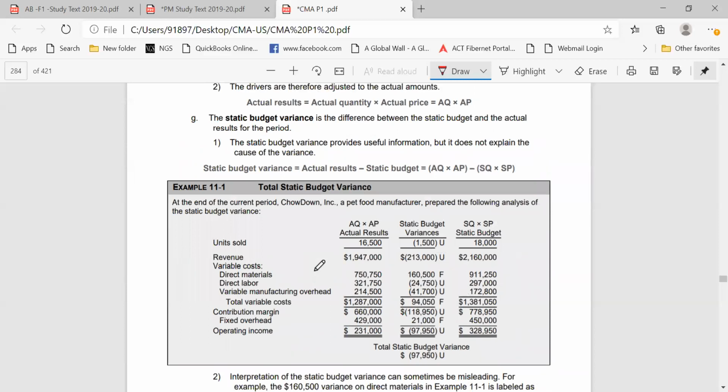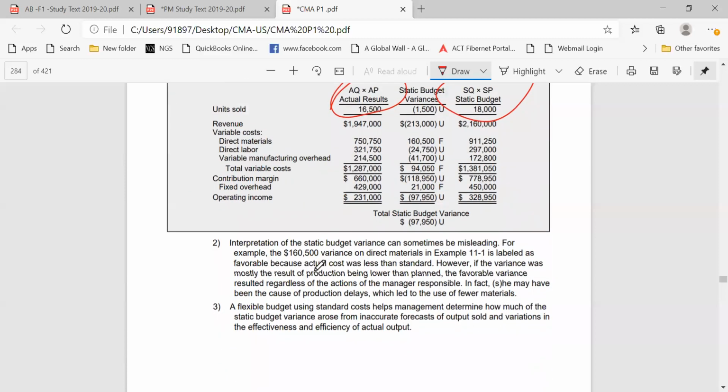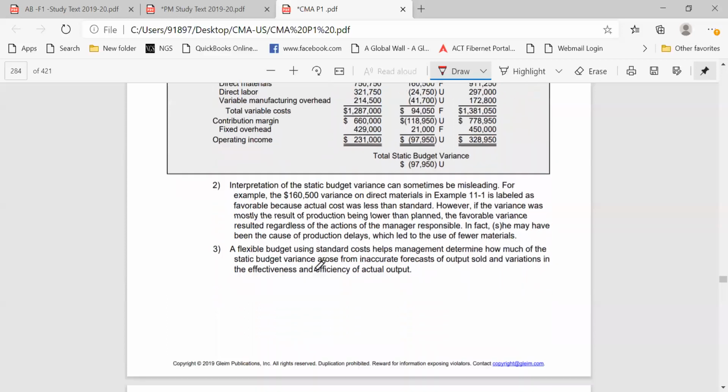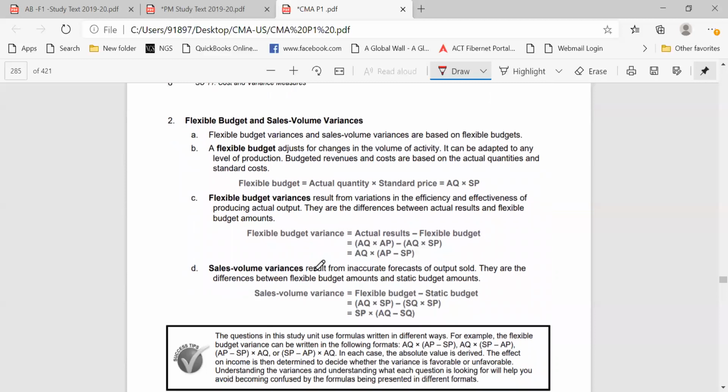Now this is what a static budget is. For the static variance, you can see here actual quantity, actual price, standard quantity, standard price. This is one simple thing, one basic overview. For sure, if this type of MCQ is there in your main exam, then you are very lucky, because this type is a direct question, no twisting of the question at all. Now interpretation of static budget, okay, come on fast, I have already explained that to you. Now flexible budget and sales volume variance.